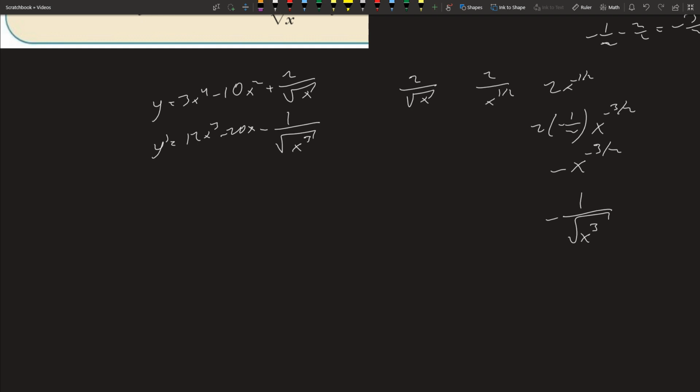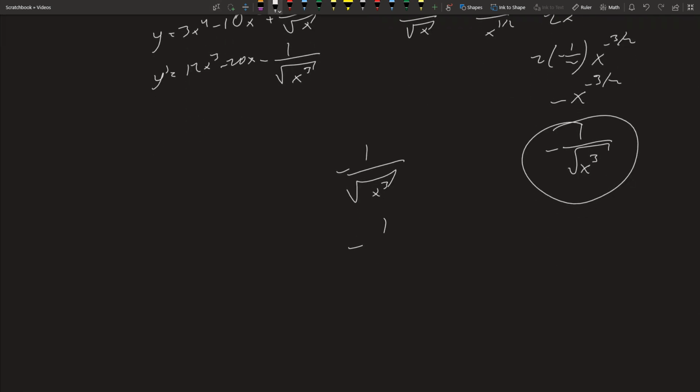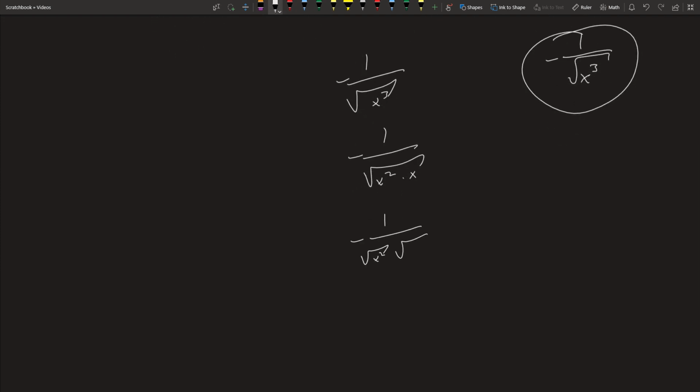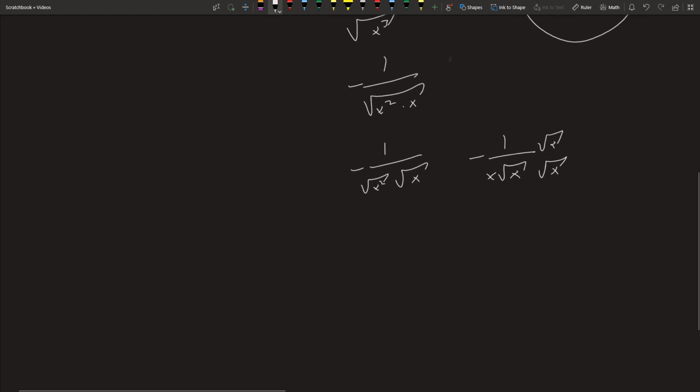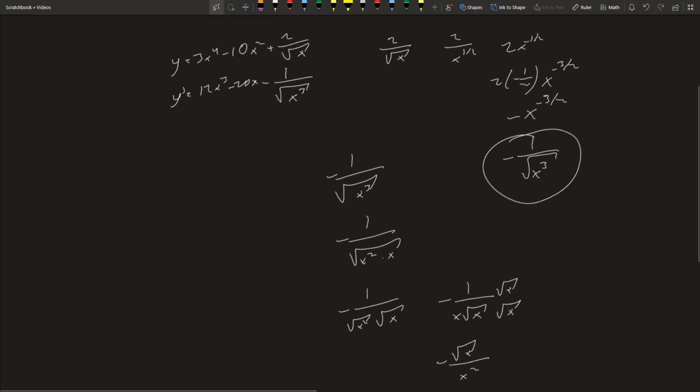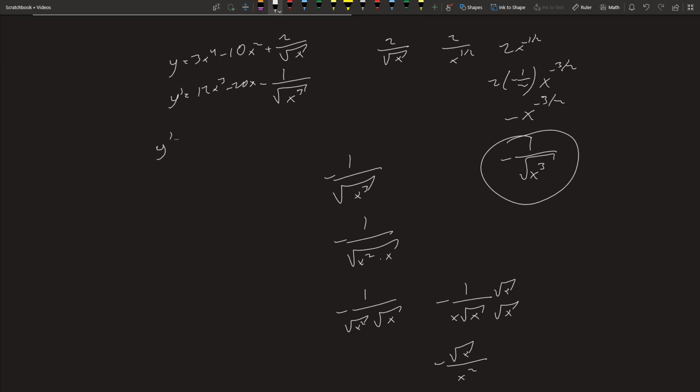How do you rationalize? We notice that this is negative 1 over that. So, let me write it again. Right? We could split it up, so we can have x squared times x, which is that. Now this will be x radical x, right? Now multiply up and down by radical x to rationalize. We have negative radical x over x squared. So instead of writing negative 1 over square root of x cubed, we can write y prime is equal to 12x cubed minus 20x minus square root of x over x squared. So I think in exam they want the rationalized form.